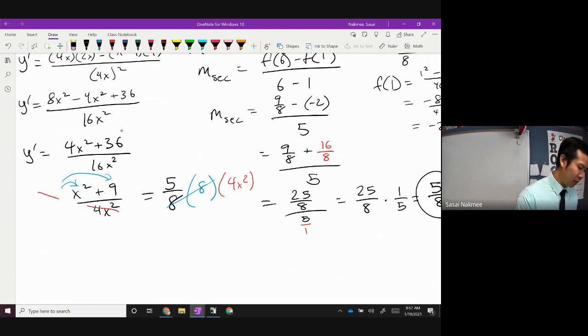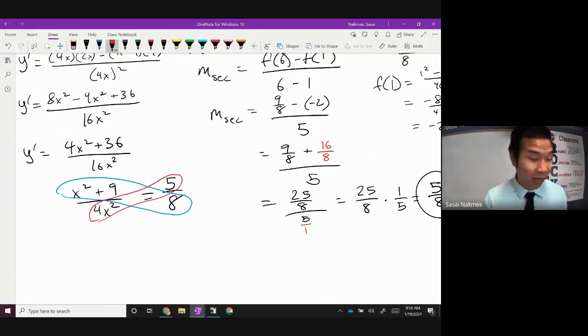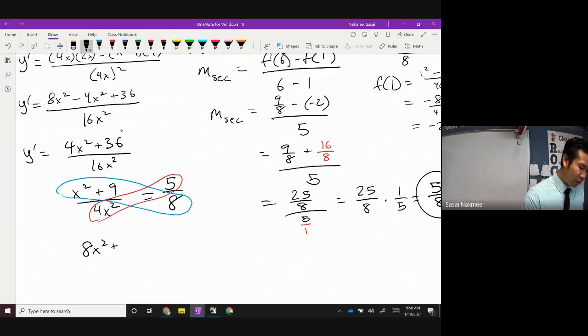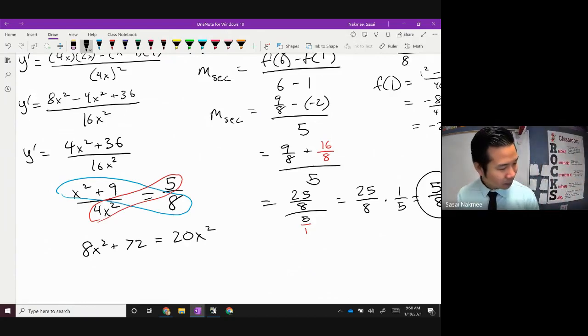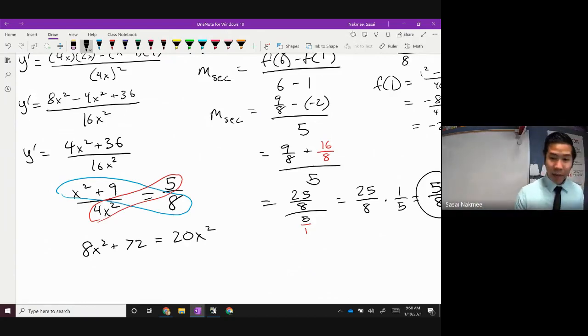But you guys might have learned it this way. Hold on, let me write it out this way, so maybe you'll be more familiar with it. Traditionally, most people see it this way. When there's an equal sign, you are allowed to cross multiply fractions. That way you don't have to deal with fractions anymore. So over here you can have 8x squared plus 72 is equal to 20x squared. Now you have a quadratic, but there is no b term.